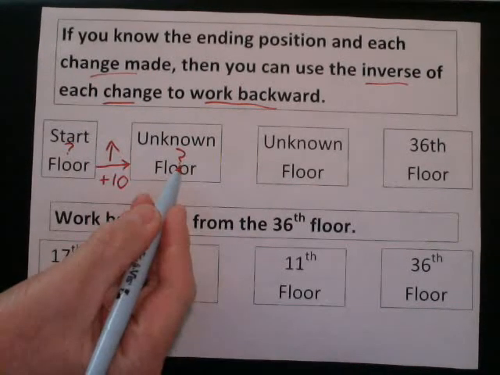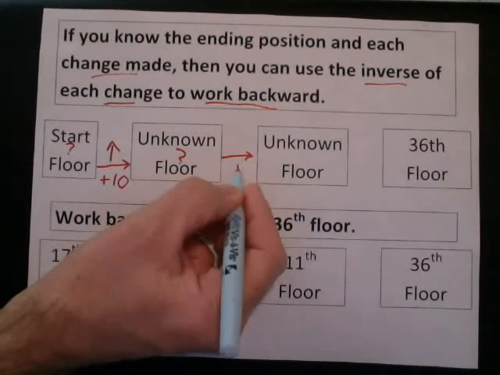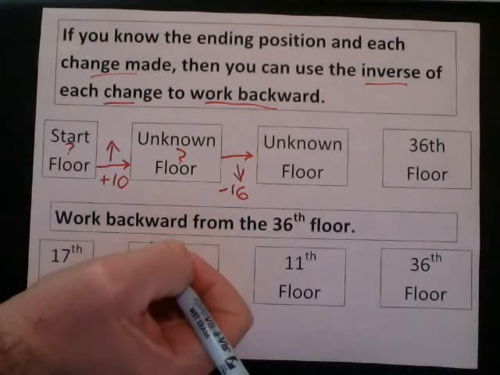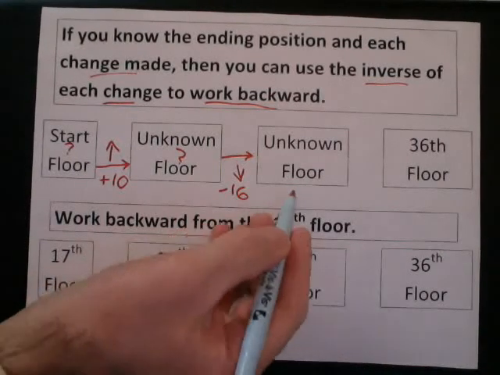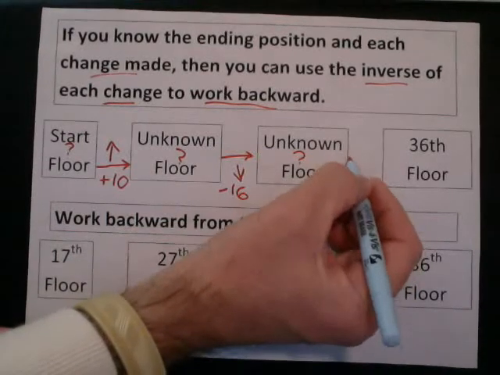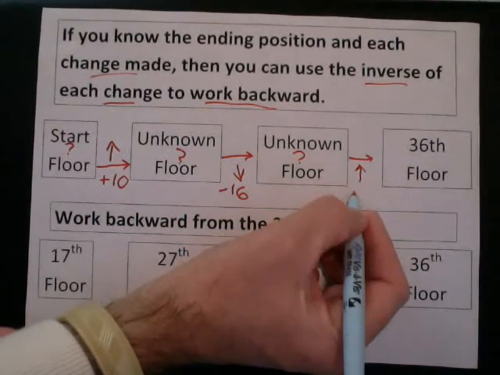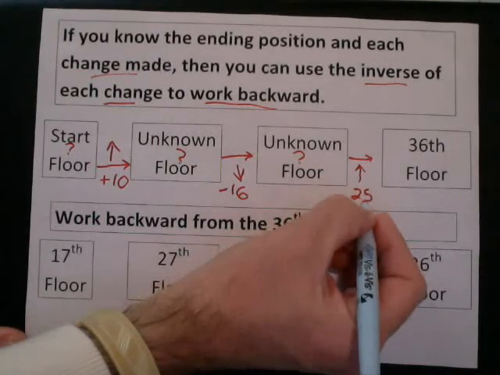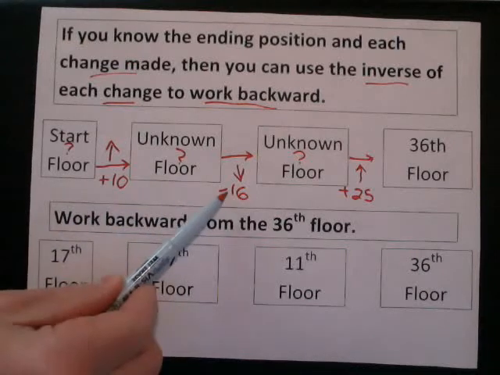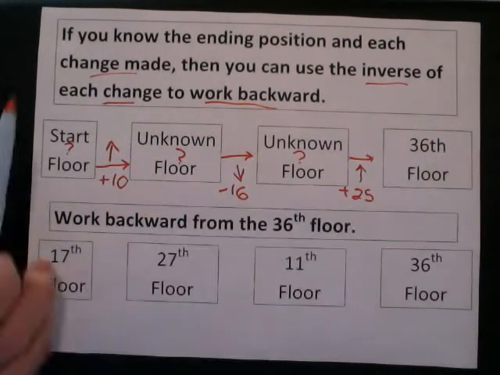But then once they reached that floor, they giggled, laughed, and they decided to go down. And they went down 16 floors. And then once they reached this unknown floor, they giggled and laughed, hit the button again, and they went up 25 floors. Okay? So our pattern is positive 10, negative 16, positive 25, ending on the 36th floor.